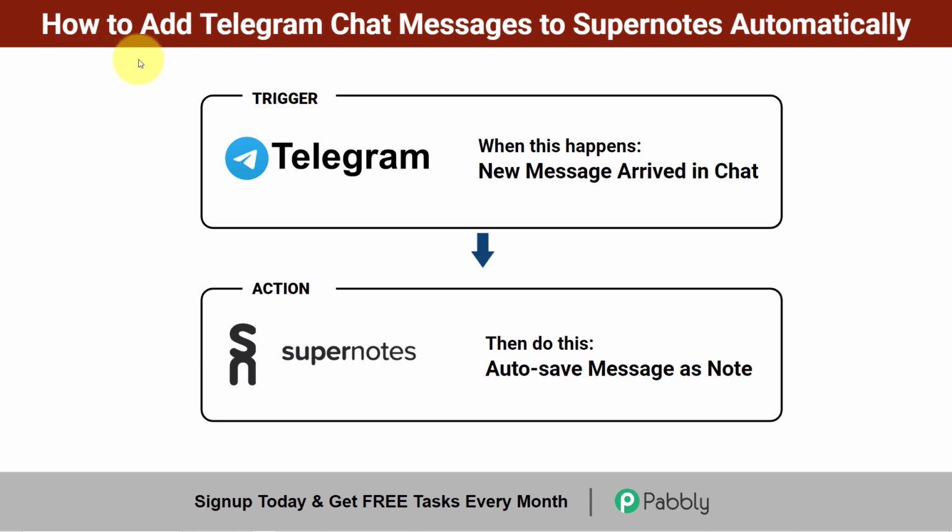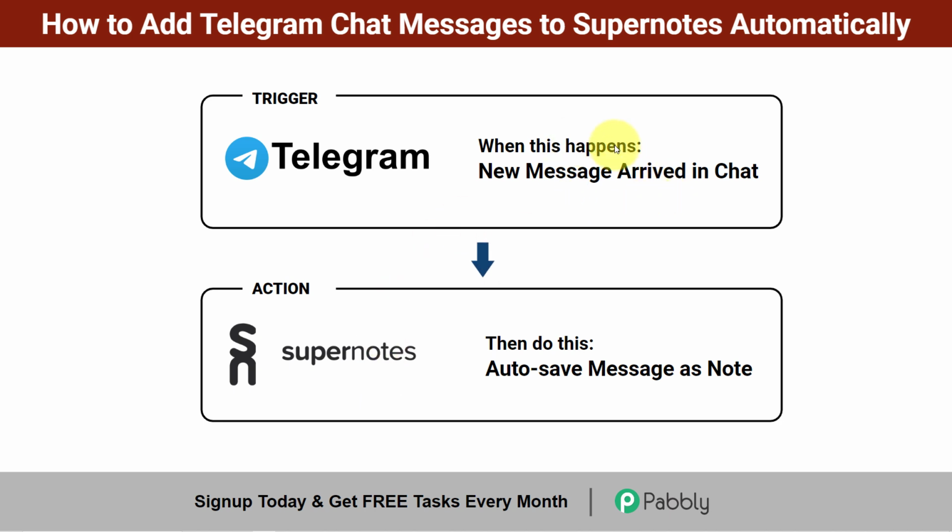In this video, I'll show you how to add Telegram chat messages to Supernotes automatically. So assume that you have created a chat or a group or a channel inside Telegram, and whatever the important messages are coming to your chat, you want to save those messages as notes into Supernotes application, which is a note-taking application. Now to do that, you have two choices.